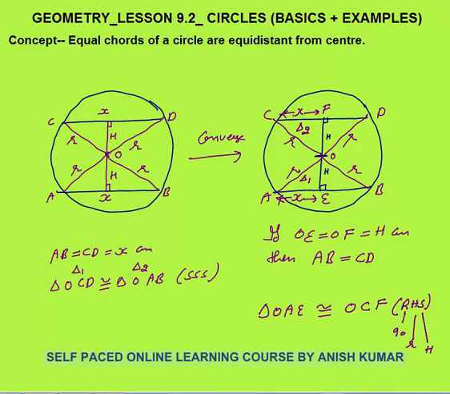Now I know that the perpendicular from the center to a chord bisects the chord. If this is x, this will also be x. In the same way this will also be x centimeter. So can I say that I have proved that AB as well as CD equals 2x? It's an important property, and I am again summarizing: if the chords are of equal length, they will be equidistant from the center. Vice versa is also true. If the chords are equidistant from the center, they will be of equal length.